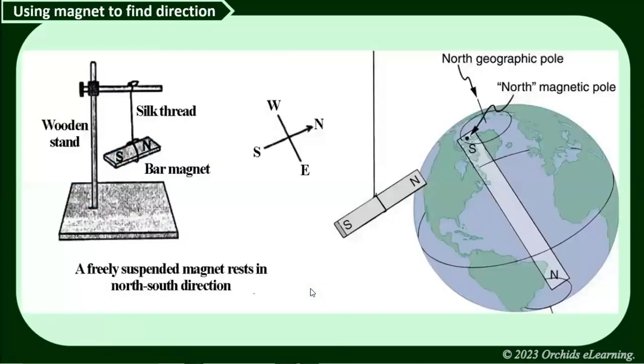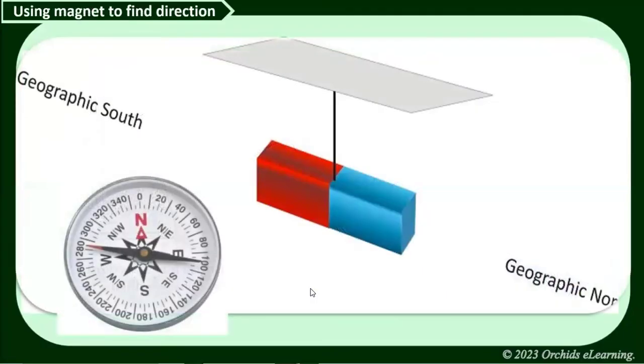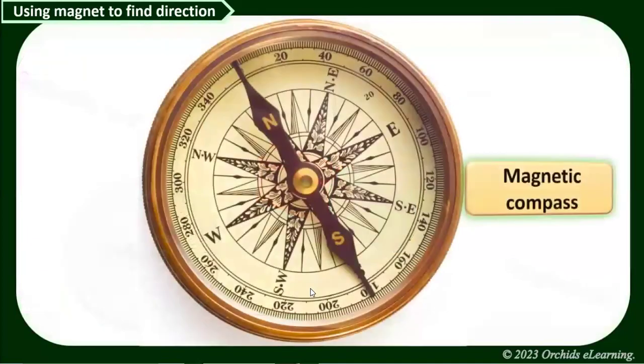If a magnet is allowed to move freely, it comes to rest in a direction very close to the Earth's north-south direction. This property of magnet was used to find directions on the surface of the Earth by travelers. An instrument with a magnet, which is used to find directions, is called a magnetic compass.